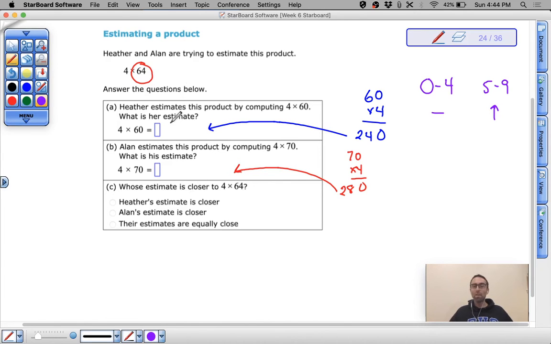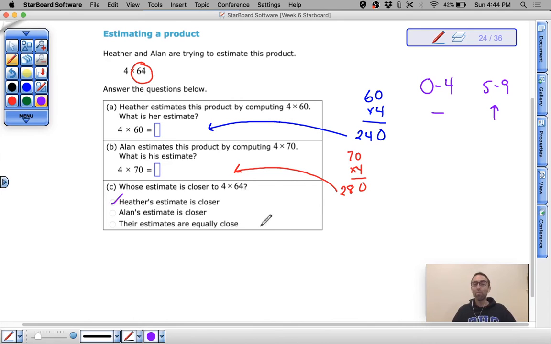Because Heather followed the rule and rounded it down to 60, her estimate would be closer. Because Alan did not, his answer is not going to be closer. The only way their estimates would be equally close is if it ended in, say, 65. If there was a 5 there, then the answer would be equally close.